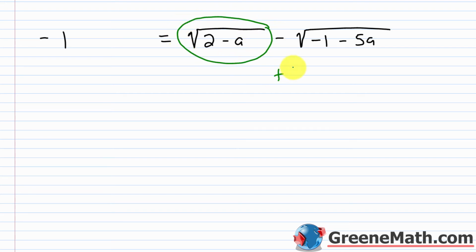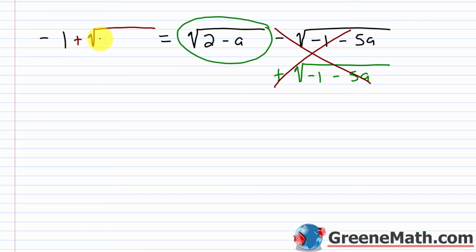And so I'm going to add the square root of -1 minus 5a to both sides. So over here, it's going to cancel itself and go away. And I'm just going to add it over here. So plus the square root of -1 minus 5a. Now, what I can do at this point is I can square both sides of the equation, and I'll get rid of one, and only one, of the radicals.